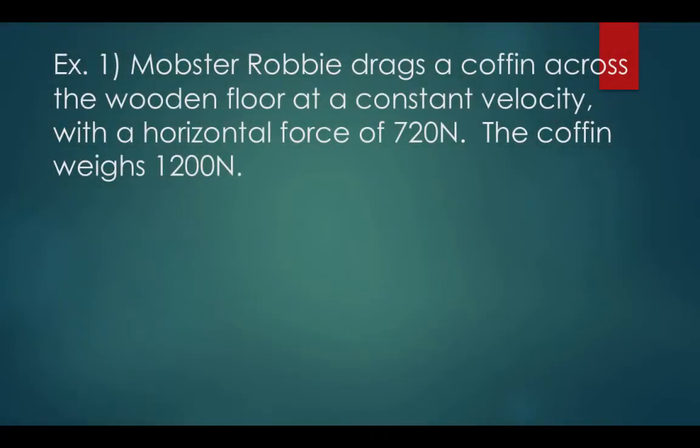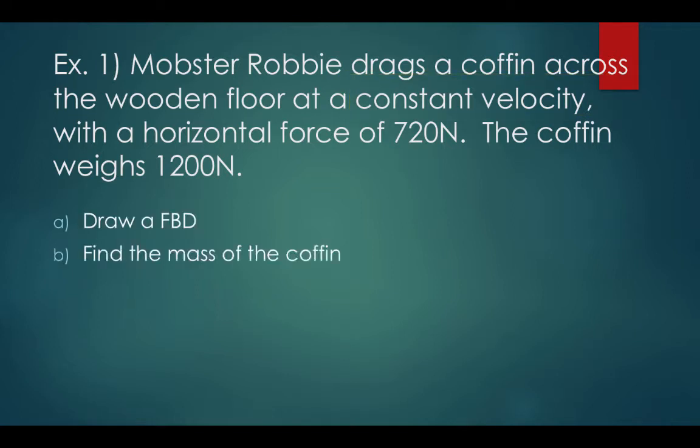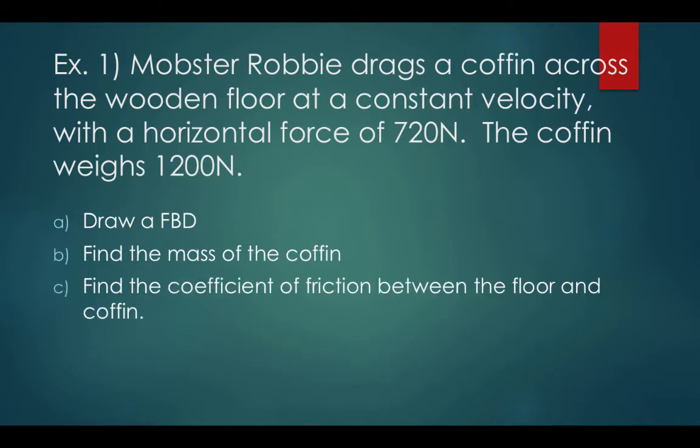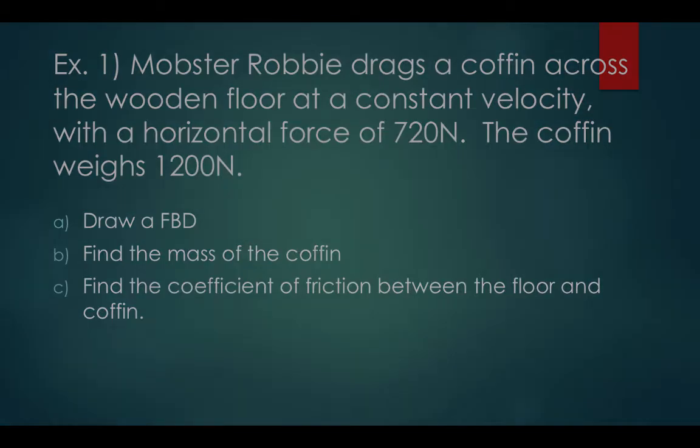Our first example, mobster Robbie drags a coffin across the wooden floor at a constant velocity with a horizontal force of 720 newtons. The coffin weighs 1200 newtons. The key here is constant velocity. First, draw a free body diagram, then find the mass of the coffin, and finally, find the coefficient of friction between the floor and the coffin.